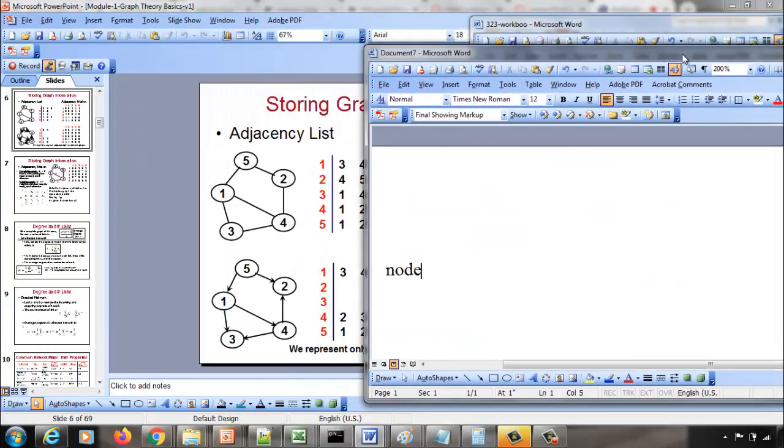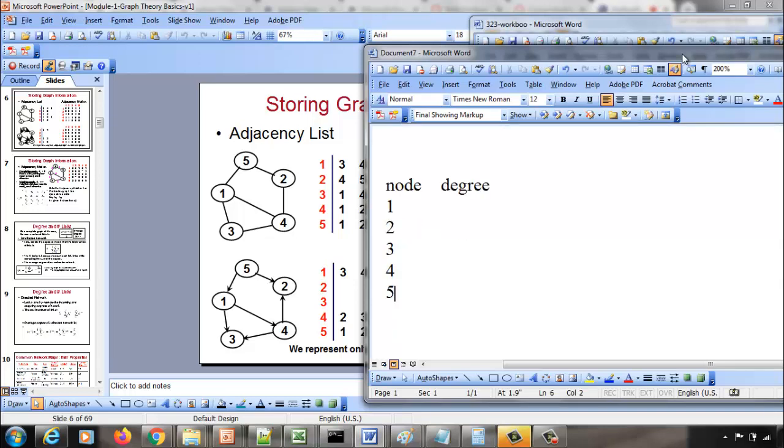Okay, so let me write the node and the degree. Nodes 1, 2, 3, 4, 5, and the degree is 3 for node 1. For node 2, its degree is 2. For node 3, it's 2. For node 4, it's 3. For node 5, it's 2. So when I say 3 plus 2 plus 2 plus 3 plus 2, that's the sum of the node degrees, right?